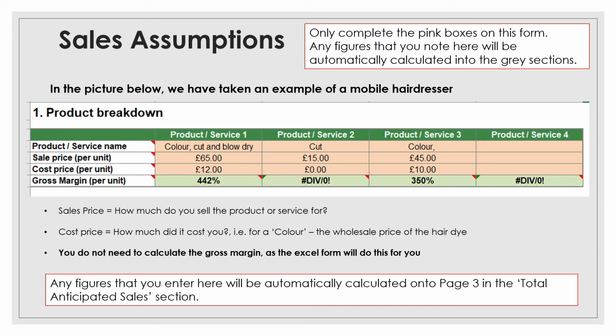Now, by the way, when you have a look at the actual Excel sheet, or if you have a copy in front of you now, you will see another example of where somebody has done a product. So here they've used a t-shirt as an example. So your sales price per unit may be £25 that you sell the t-shirt at, but you make or buy it in at £12, which is your cost price. So your gross margin for the t-shirt would then calculate at 108%. Again, only complete the pink boxes, as the Excel form will automatically calculate your gross margin in the grey sections. By the way, any figures that you enter here will be automatically calculated onto page 3 in your sales forecast, which we will come to shortly.